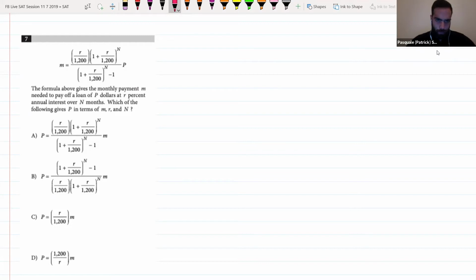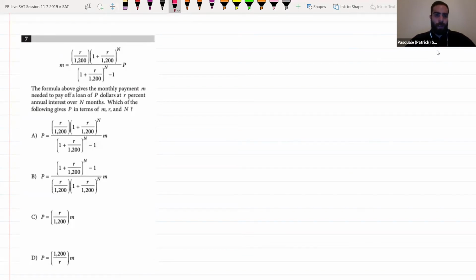So if we just were to read it, this is basically the function to pay off a loan, and M is your monthly payment that is needed. So here the function is expressed, M is equal to that nice big fraction we have there times P. And the question is basically just asking us to reconfigure it into P equals, right? To put P in terms of M, R and N.